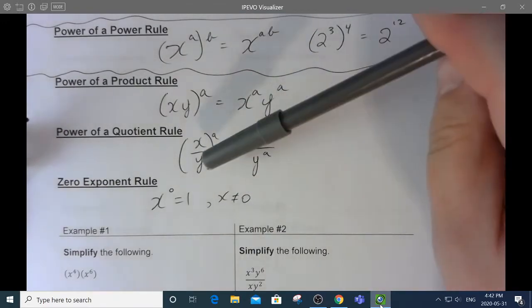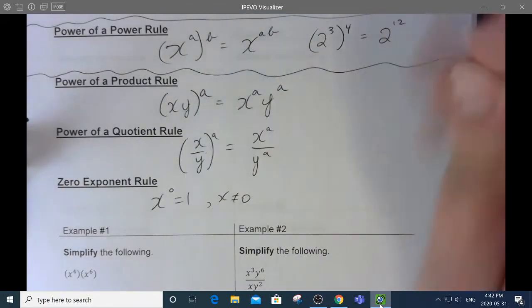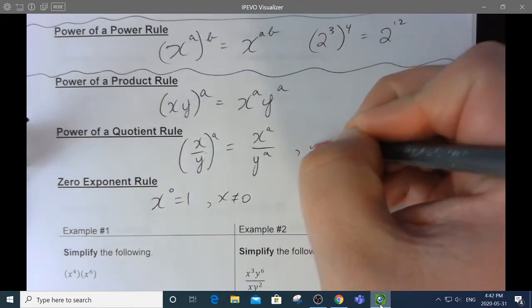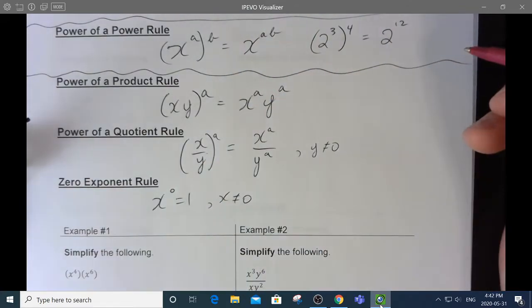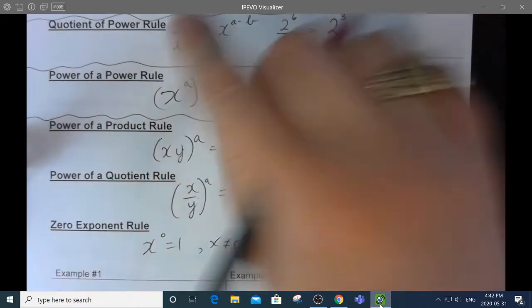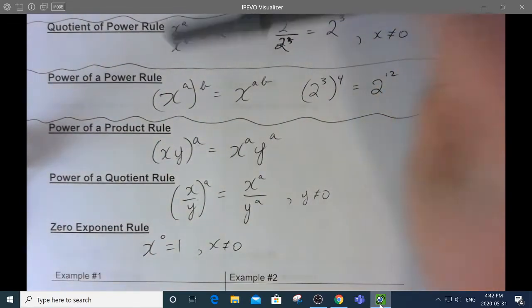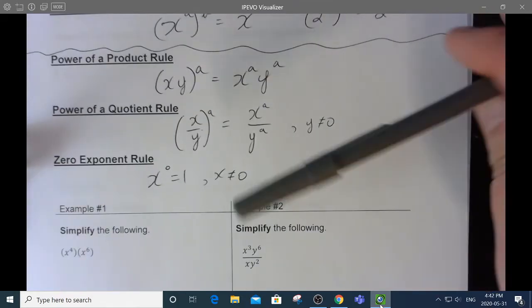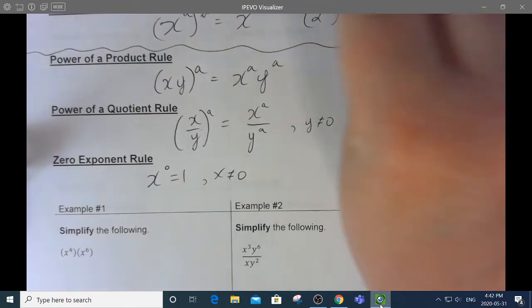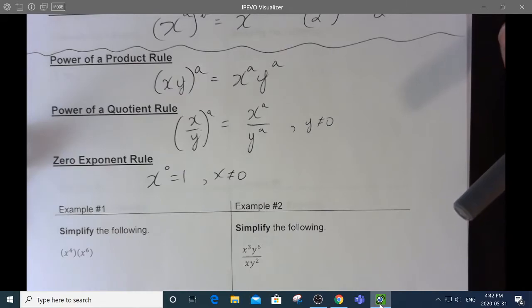Actually, to be honest, this one probably should say that too. This, of course, is only true if y is not equal to 0, because you can't divide by 0. And this one also, you'd have to say that if x is, of course, not equal to 0, otherwise you'd be dividing by 0. So if I'm going to say it for this one, I should probably say it for those. And these were the power rules that you had back in grade 9.